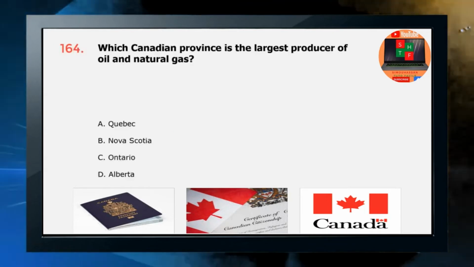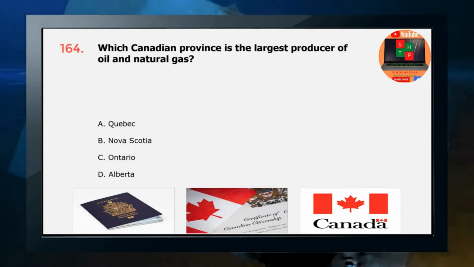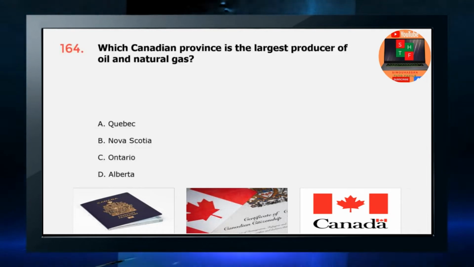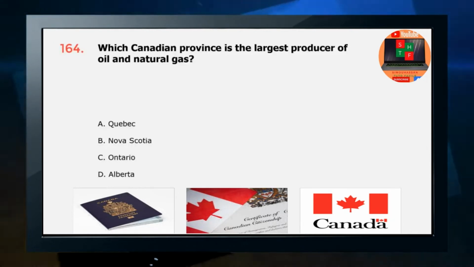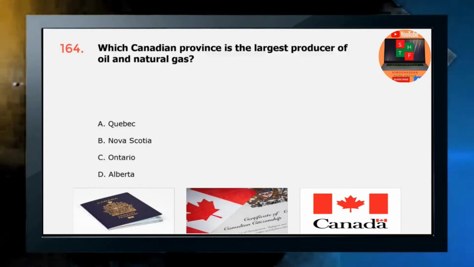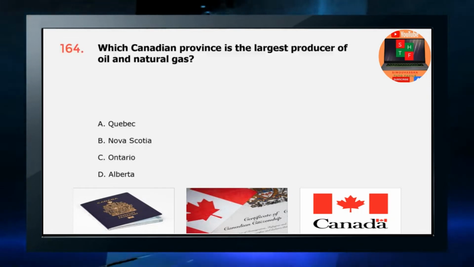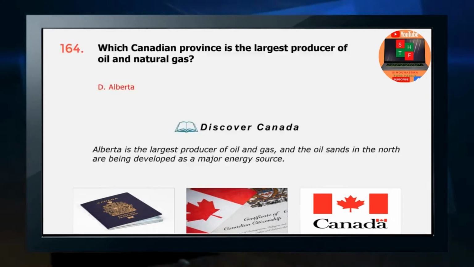Question 164. Which Canadian province is the largest producer of oil and natural gas? A. Quebec. B. Nova Scotia. C. Ontario. D. Alberta. The answer is D. Alberta.